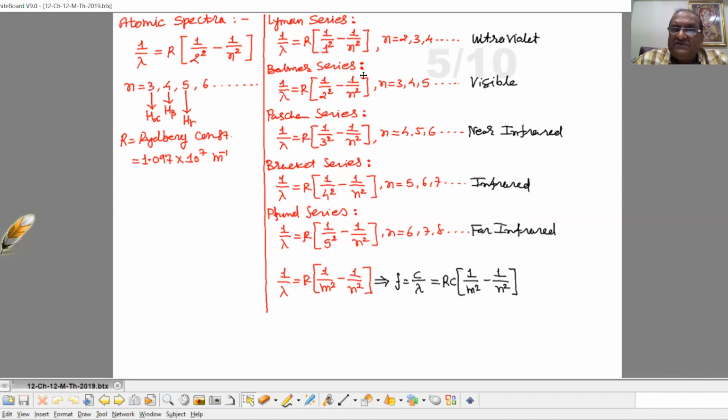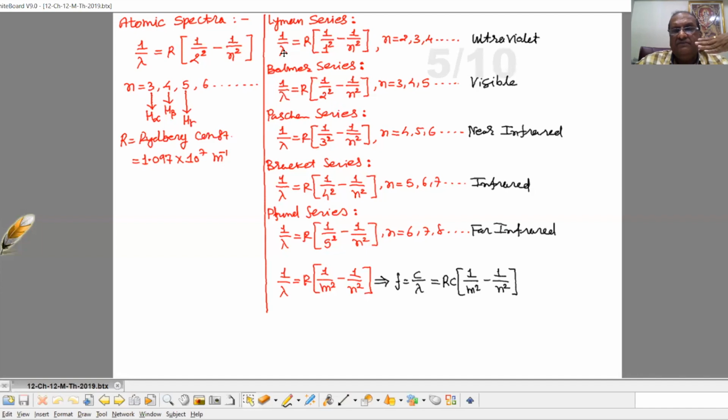If we substitute n equal to 2, we get the very first line of the Lyman series. The first line is always termed the alpha line. This is for the hydrogen atom. So when we substitute n equal to 2, we get the wavelength of the H alpha line of Lyman series. If we substitute n equal to 3, we get the wavelength of the H beta line of Lyman series. Like that.